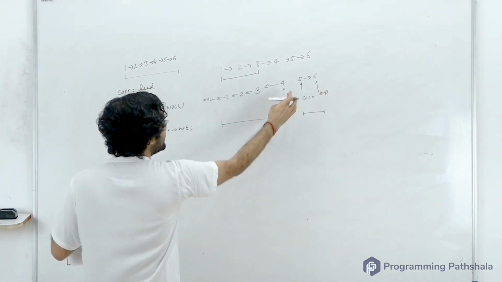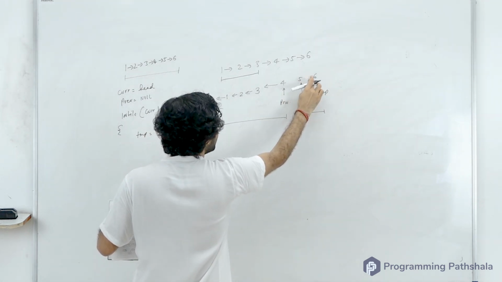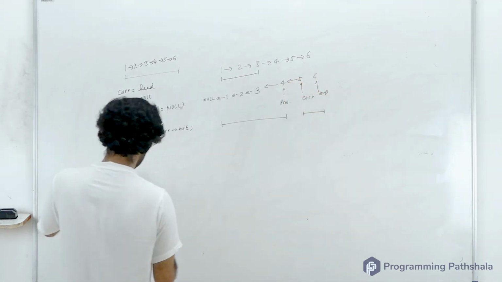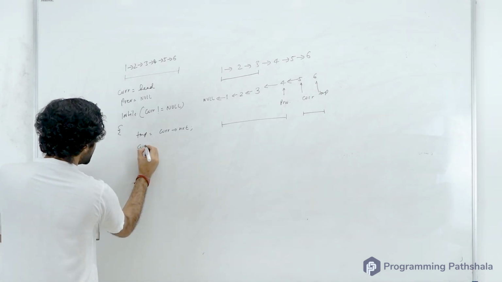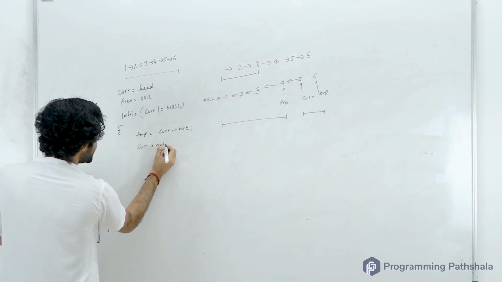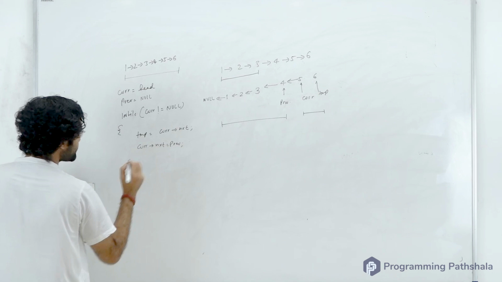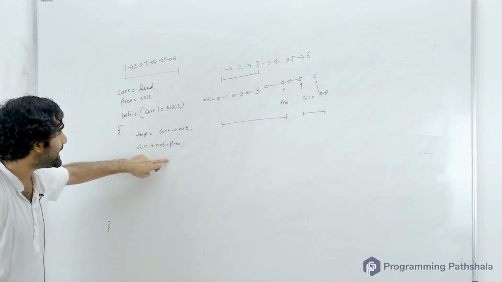Now I can easily delink this. Delinking this means just making this thing point to this. So how do I do that? I'll do current next equals to previous. What should be the next line of code?